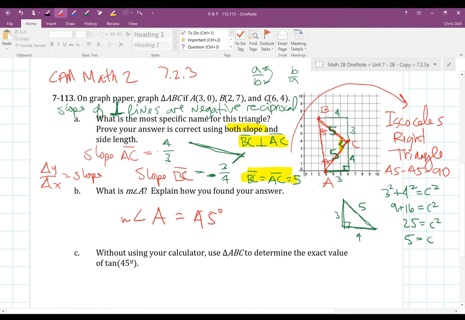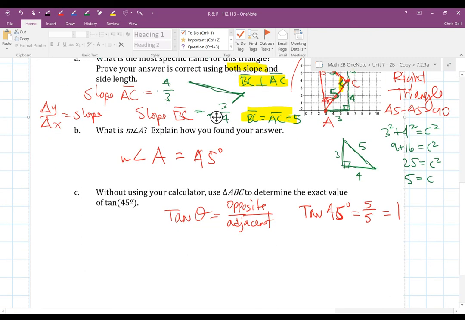And then without using a calculator, use triangle ABC to determine the exact value of tangent of 45. So remember, tangent of any angle is always opposite over adjacent, right? Opposite side over adjacent side. So tangent of 45 degrees, 45 is here. So opposite, which is 5, over adjacent, which is also 5, 5 over 5, which is equal to 1. Okay? All right, there we go.